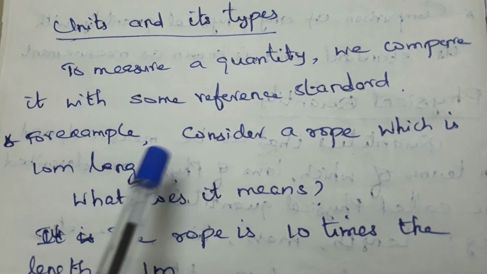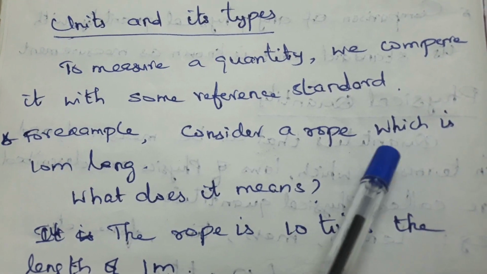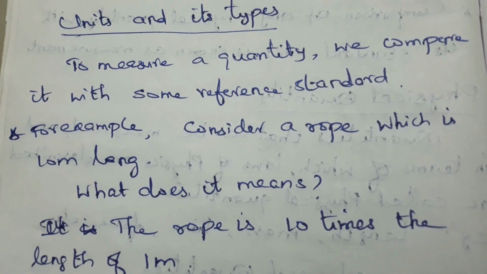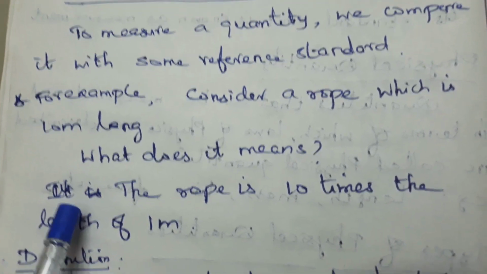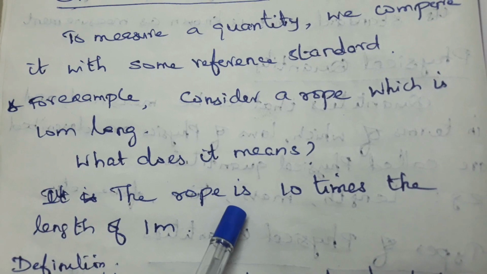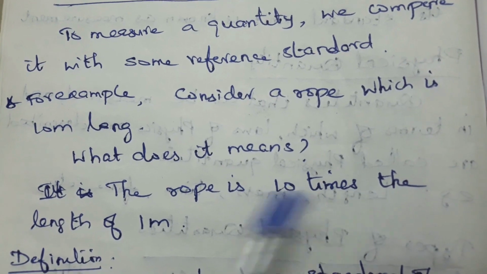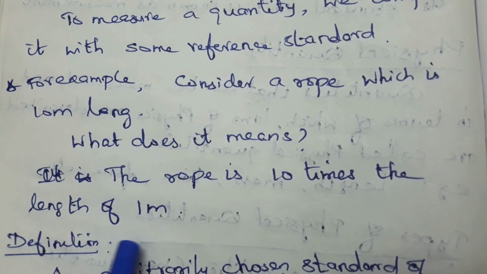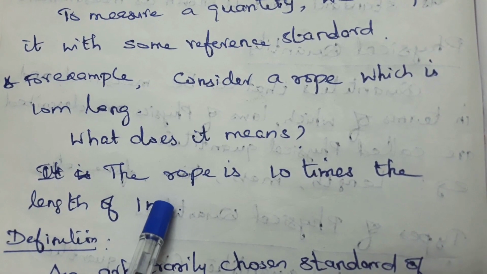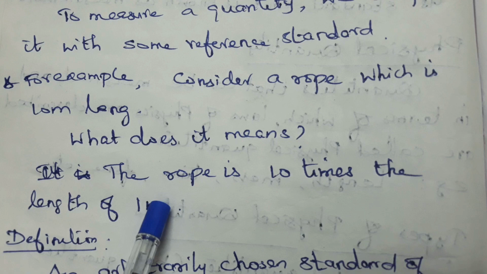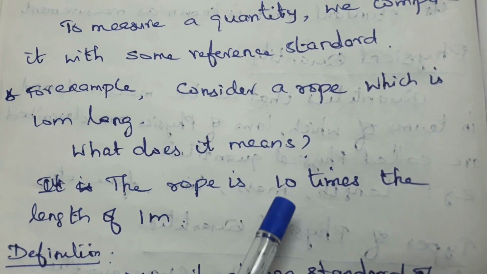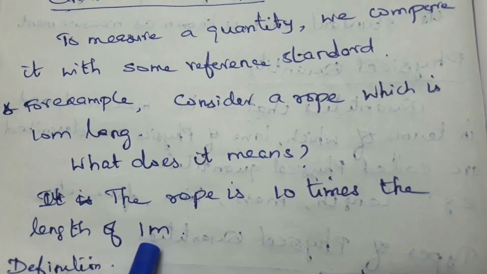For example, consider a rope which is 10 meter long. What does it mean? The rope is 10 times the length of 1 meter. Here 1 meter is the reference standard unit. We are comparing the length of the rope with 1 meter. That is 10 times the length of 1 meter.